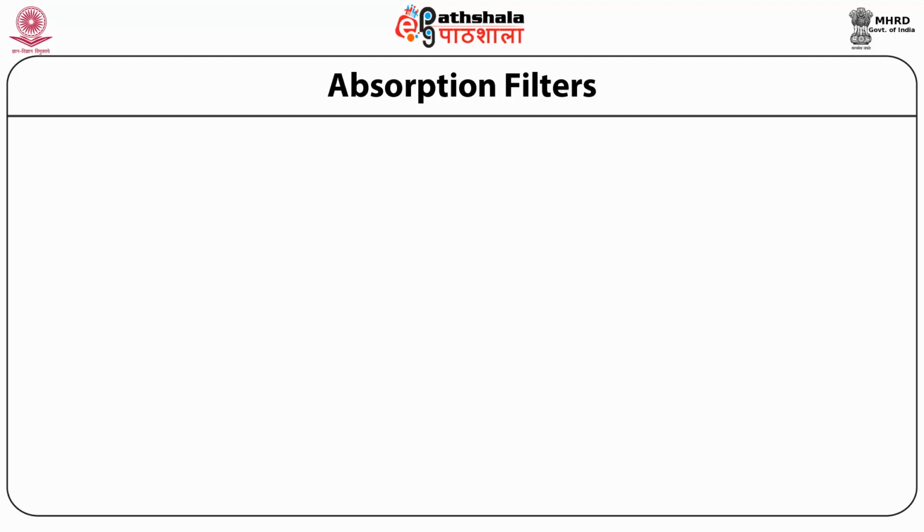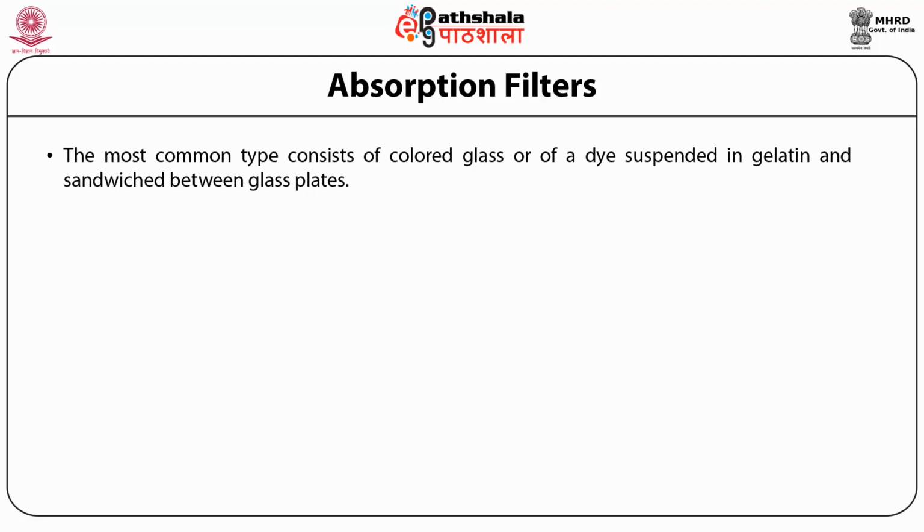Absorption filters. Absorption filters have been widely used for band selection in the visible region as they are less expensive than interference filters, but their performance is inferior to that of interference type filters. These function by absorbing certain portions of the spectrum. The most common types of absorption filters consist of colored glass or of a dye suspended in gelatin and sandwiched between glass plates. The colored glasses have the advantage of great thermal stability.